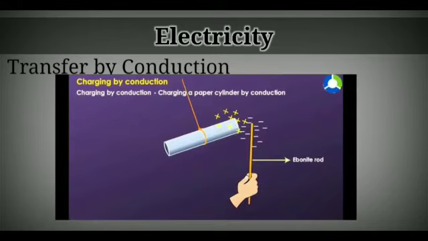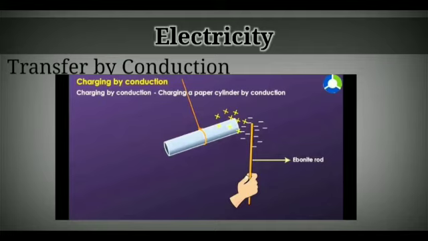Take a sheet of paper and turn it into a hollow cylinder. Tie one end of the cylinder with a silk thread and hang it from a stand. Now, take an ebonite rod and charge it by rubbing it with a woolen cloth. Bring this charged ebonite rod near the paper cylinder.